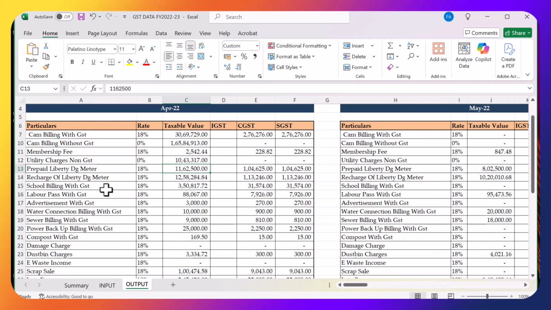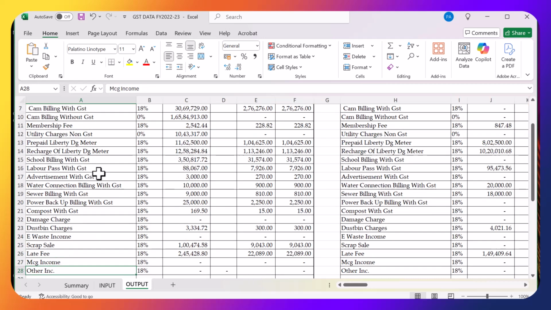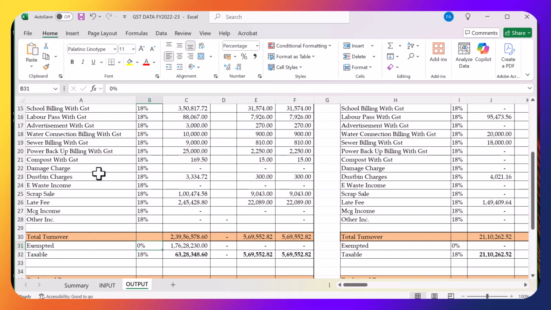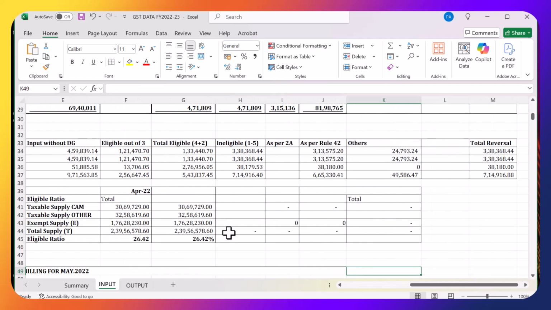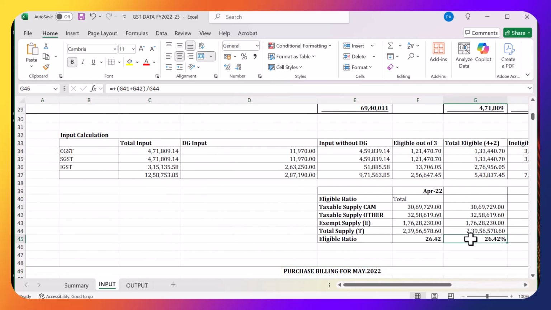So this was basically the output. Without explaining much, there were some exempted parts and some taxable parts. The total turnover for us, output supply, was 2 crore 39 lakhs for April. Out of that, exempted was 1 crore 76 lakhs and taxable was 63 lakhs. Then we calculated the ratio here. Our total ratio was 26.42%.